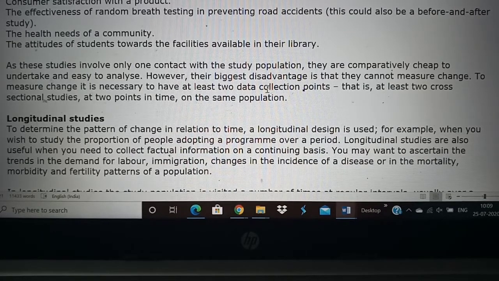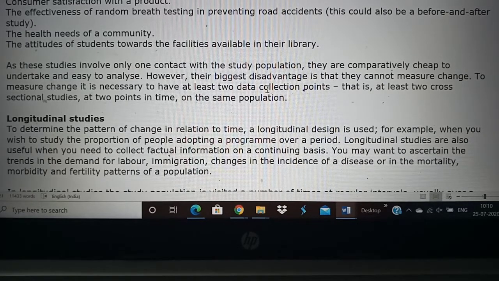So the main point of difference between a cross-sectional study and a longitudinal study is that in a cross-sectional study, you have contact with the study population at only one time. Okay, so you ask questions and you do the research at one particular time, and then the research is over and you write about the research and you publish it. The advantage of this type of research is, since you do the research at only one time among a cross section of the population, it is cheap, it is less expensive.